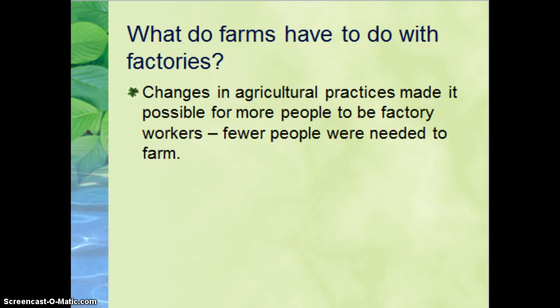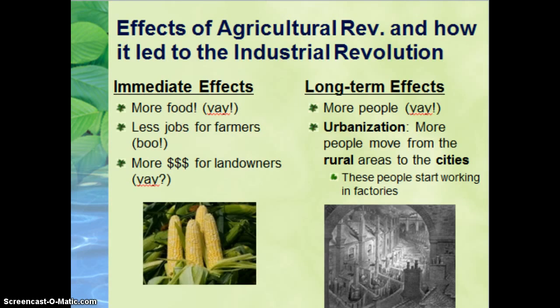The key takeaway is this idea that the change in agricultural practices made it possible for more people to become factory workers. They don't need as many people on the farms anymore. And there's a range of effects. In the short term, you have more food and more money for landowners, but you're also creating fewer jobs for farmers, which is an interesting transition of how they then go and find new work. And in the long term, you're getting a lot more people and this big move to the cities from rural areas called urbanization, which is what we'll be talking about with the Industrial Revolution.